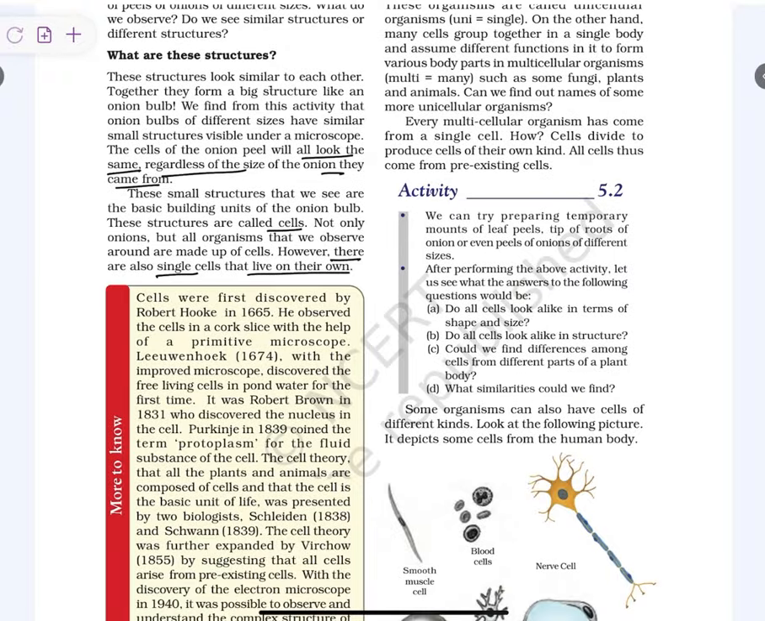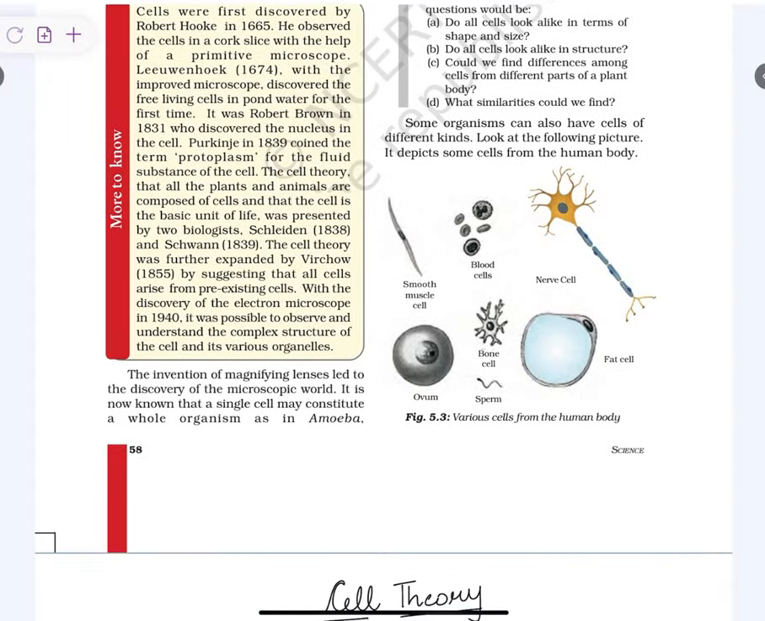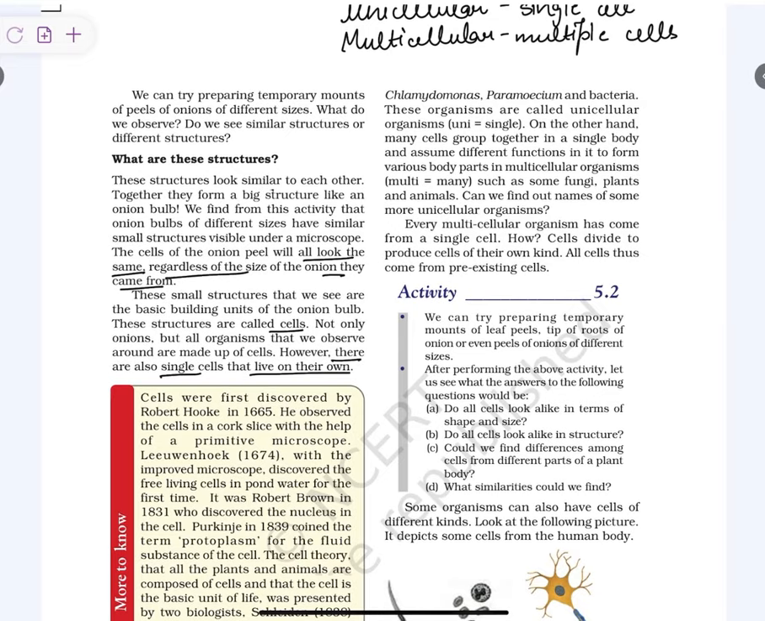So there are single cells that live on their own, and the invention of magnifying lenses led to the discovery of the microscopic world. It was known that a single cell may constitute the whole organism, like amoeba, Chlamydomonas, Paramecium, bacteria, and there is one more example, which is yeast. It is the exceptional case of fungi, and it is also a unicellular organism.